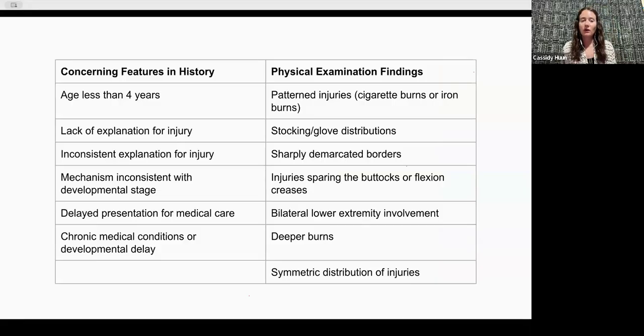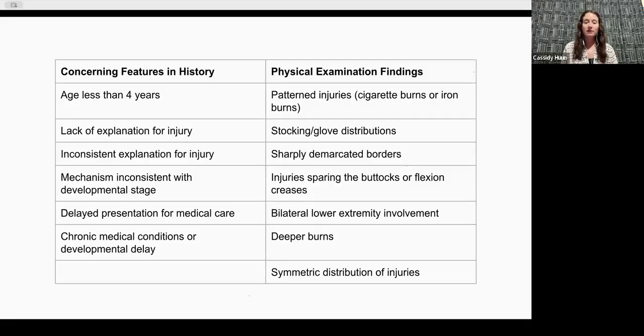This is a quick table to go over things that should raise red flags in the history you gather and on physical examination. Always think cautiously about any kid presenting who's less than 4 years of age. Obviously, that's still going to encompass the majority of our pediatric burn patients. Is there a good explanation for the injury? Is there an inconsistent explanation from different caregivers? Does the mechanism being provided make sense with what I'm seeing on exam? Is there a very significant delay in presentation? Or does this kid have chronic medical conditions, developmental delay, or behavioral issues that would put them at higher risk for abuse?